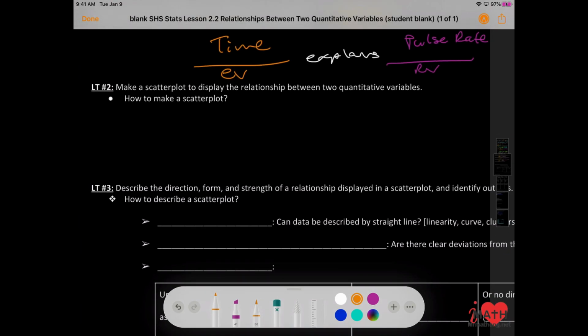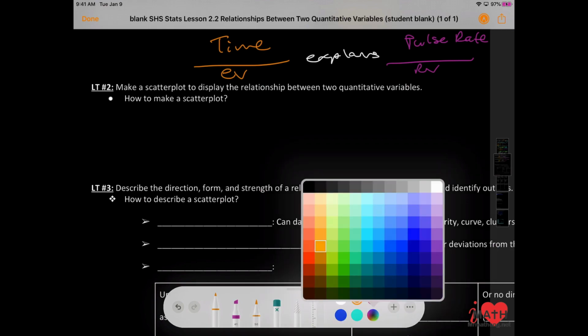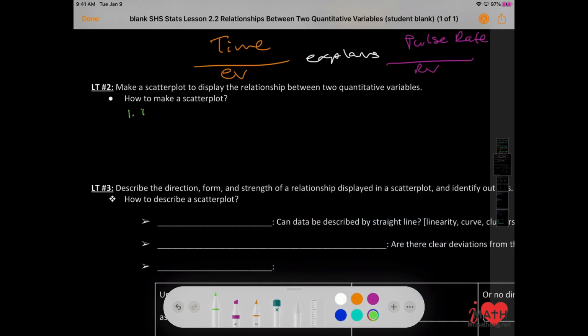All right, learning target number 2. We're going to make a scatter plot. So how do you make a scatter plot? Number 1, you need to decide which variable should go on each axis.